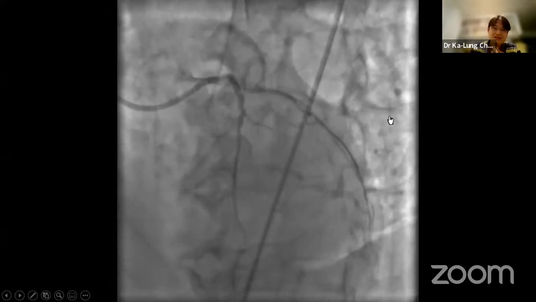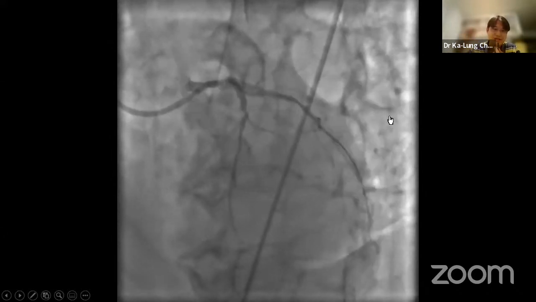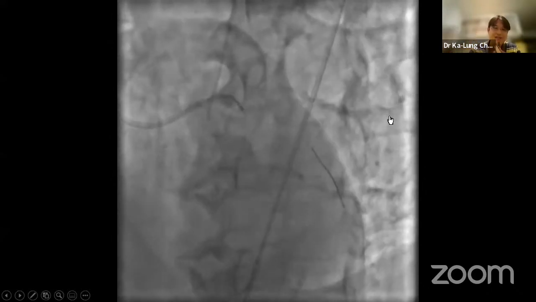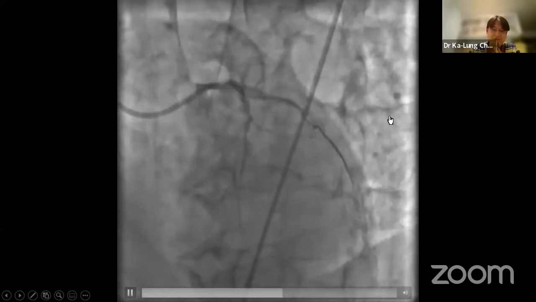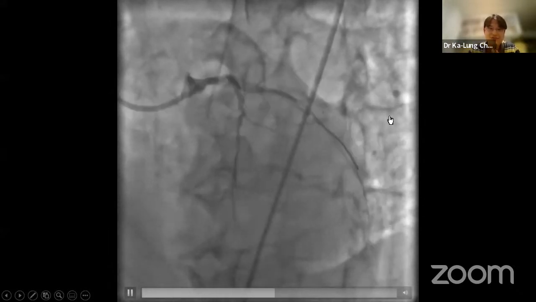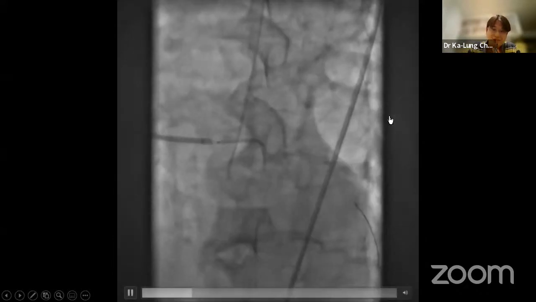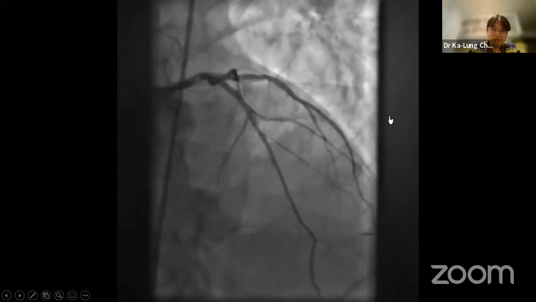This case was done during my year of training, and my attending said there's only 180 degrees of calcium. The other part of the vessel is normal, not calcified. So if you put in a stent, even with direct stenting, you are going to expand it, but the final stent area may not be adequate. In order to save life, we directly put the stent into the left main, post dilated with an NC 4.0, and did the OCT.